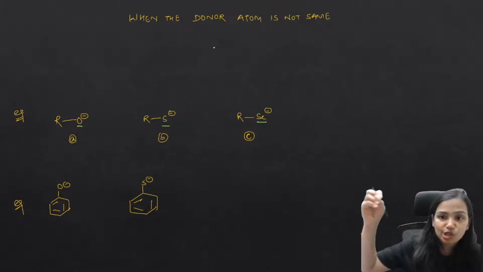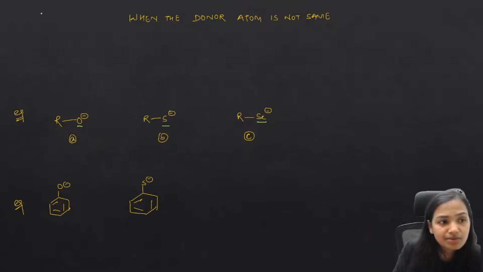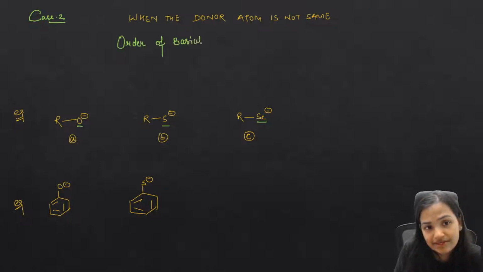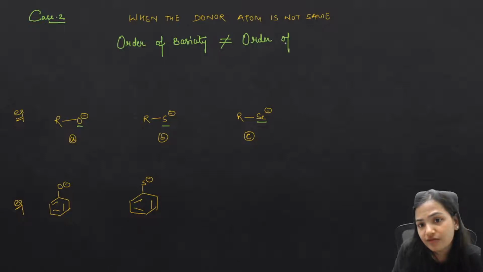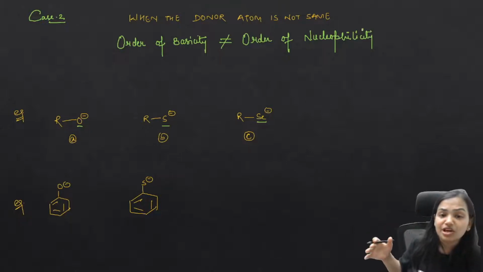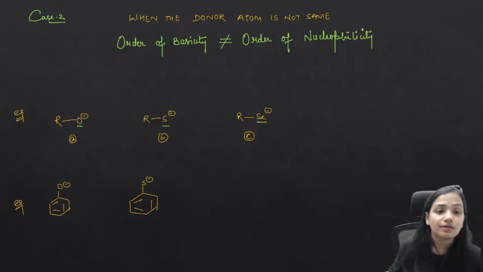When the donor atom is not the same, this is case number 2. Any guesses what I would say? The order of basicity will not be equal to the order of nucleophilicity. You might be thinking that every time it is going to be the same, but no. The order of basicity is not equal to the order of nucleophilicity.